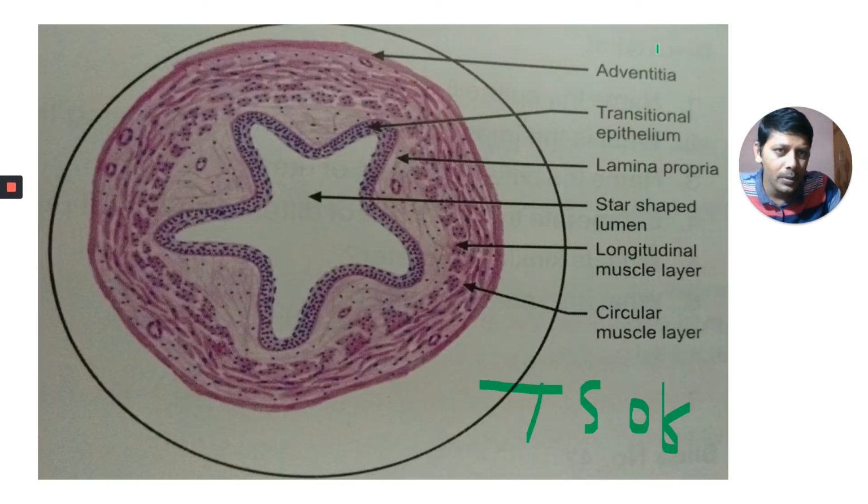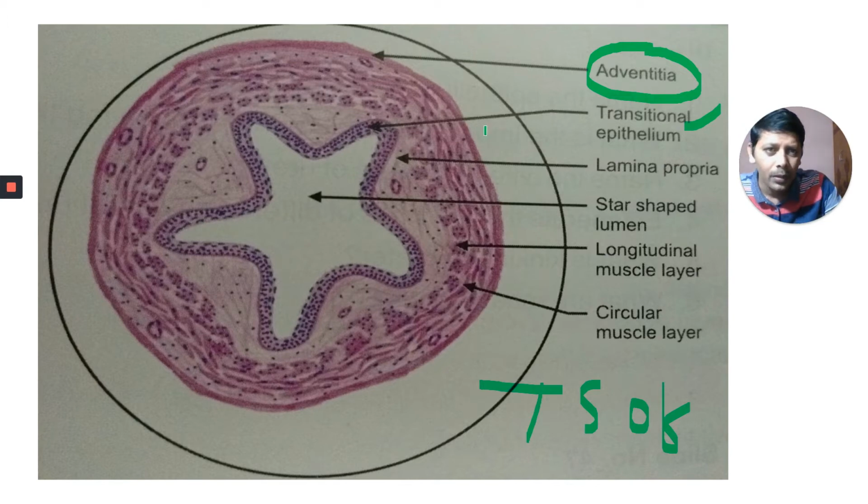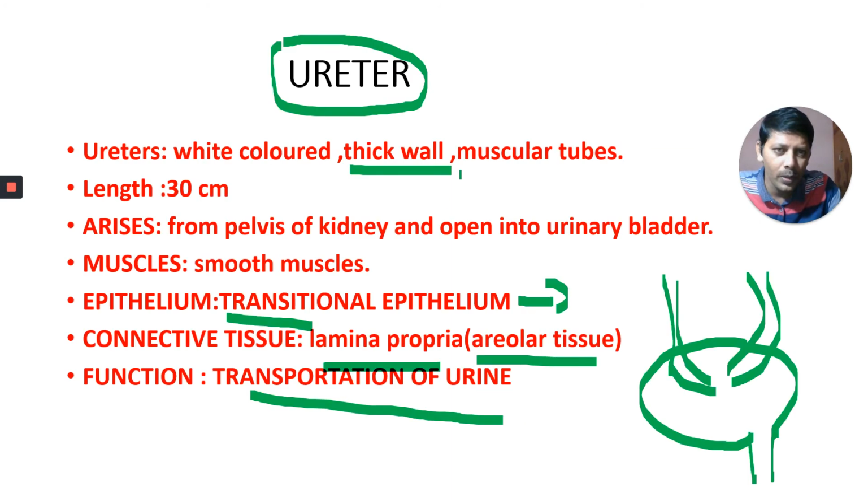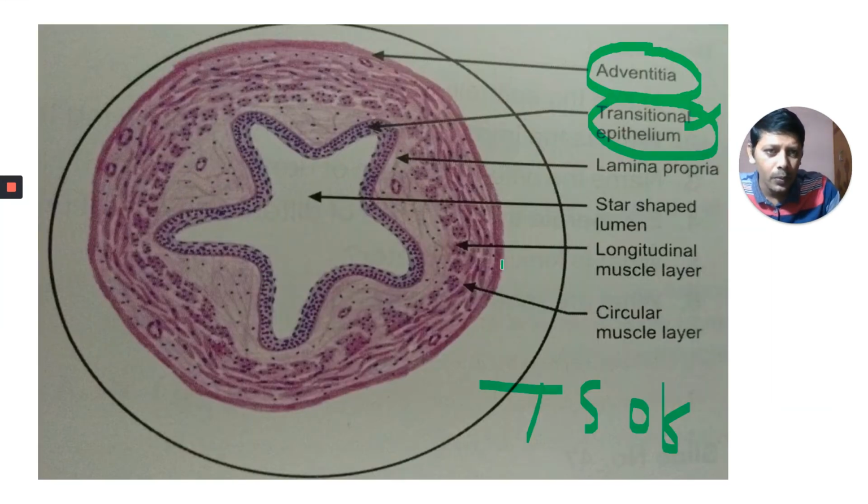What is present here? The outermost layer is called adventitia. Then there is transitional epithelium, the innermost layer. The shape of this epithelium changes. Very, very important: transitional epithelium is also present in the urinary bladder. And lamina propria is also present, as I told you here. What is the connective tissue here? Lamina propria, areolar tissue. What is the epithelium here? Transitional epithelium. What are the muscles present here? Smooth muscles.